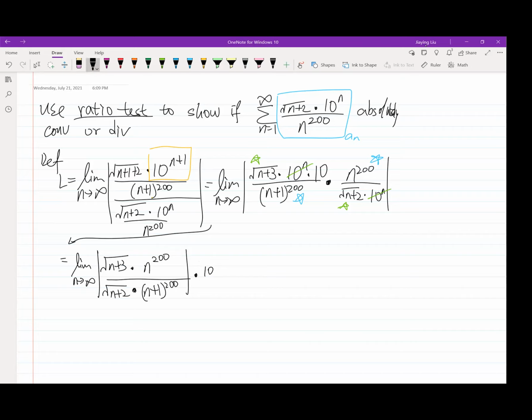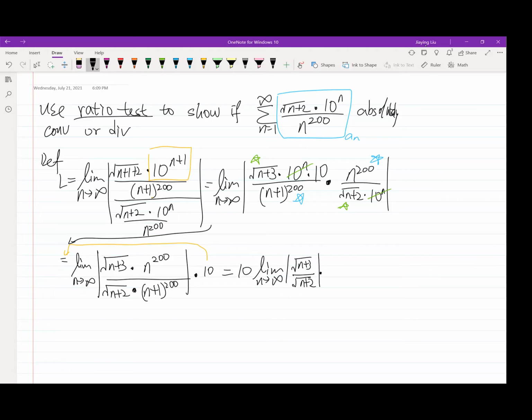And then this 10, we can bring it all the way in front of the limit. It's just a constant. So what do we have? We have 10 times the limit as n goes to infinity. Now we have two parts. We have the square roots on the left, and the n to the 200 and the (n plus 1) to the 200 on the right. So what I'm going to do is split the fraction into two fractions. So that becomes the absolute value of square root of n plus 3 over square root of n plus 2.